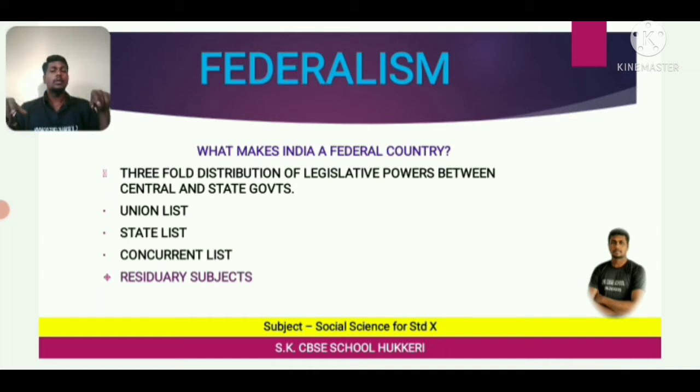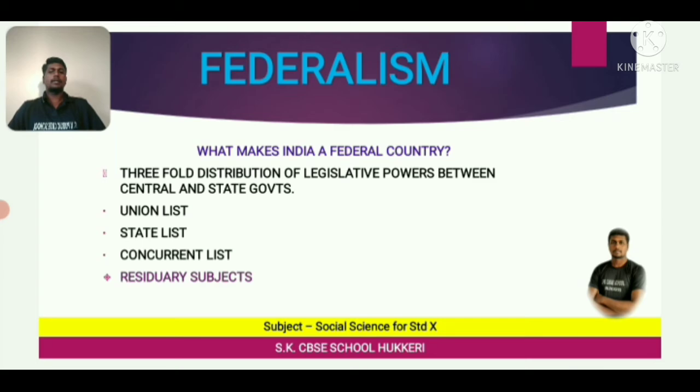Through what? Through three lists. Then which are those three lists? First one is the union list. Second one is the state list. And the third one is the concurrent list. So let's study about these three lists.